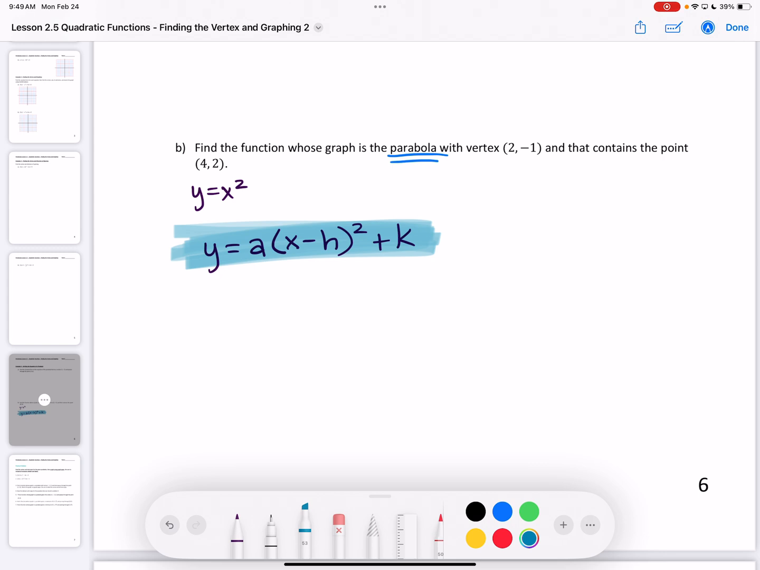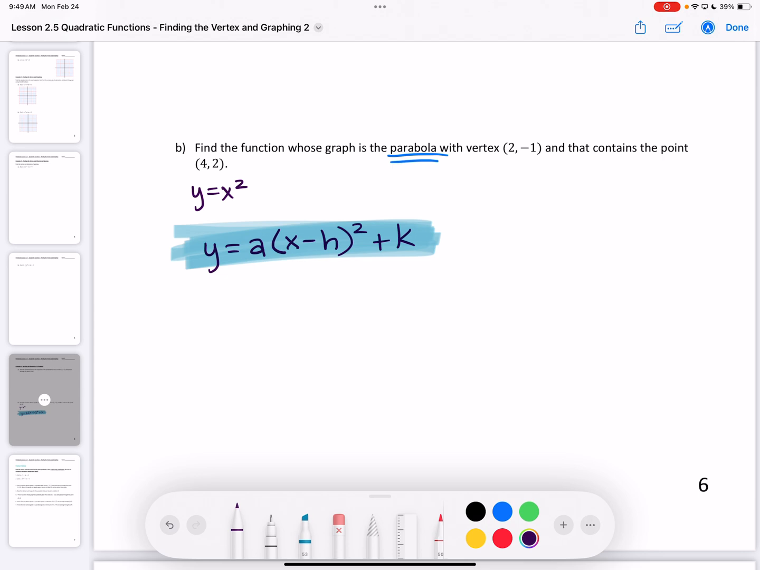A means it's been stretched or compressed vertically, all right? H and K are the vertex. You'll notice when it's in grouping symbols, it has a minus, but that's because it always changes the sign, right? So if H is positive, I'm going to see a minus in parentheses. If H is negative, minus a negative makes it positive, okay?